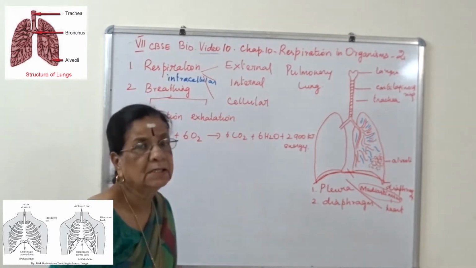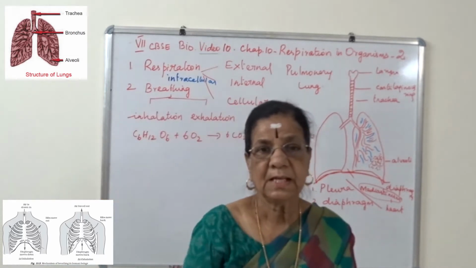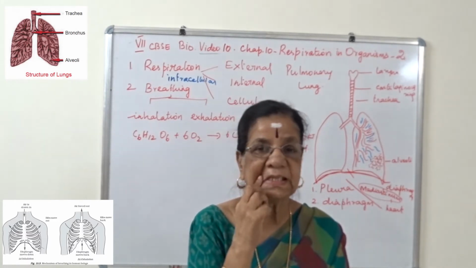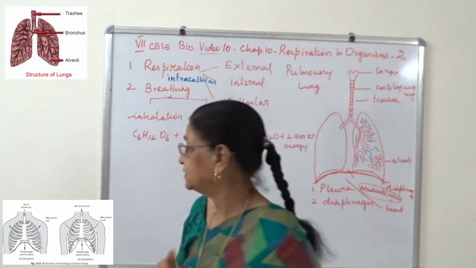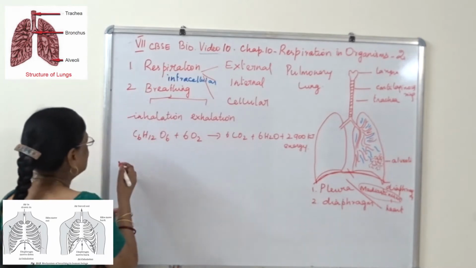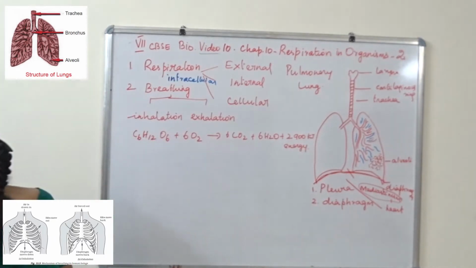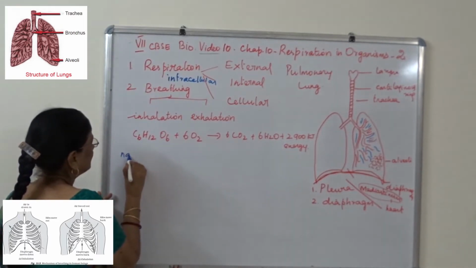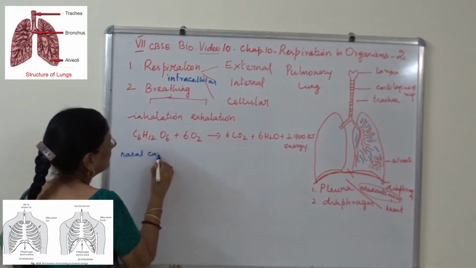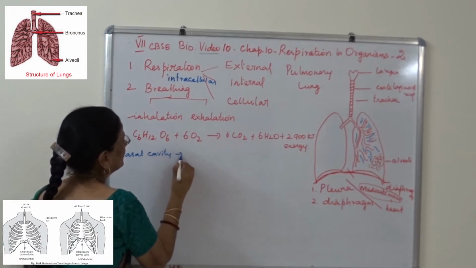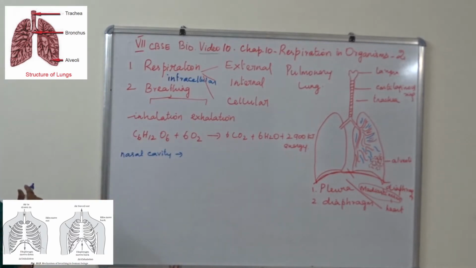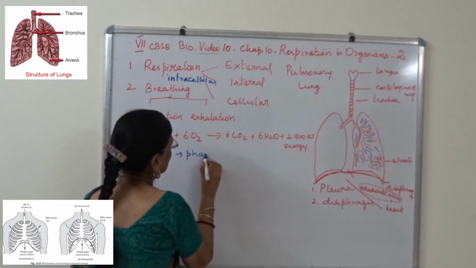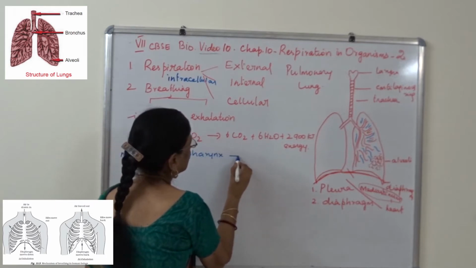Starting from the nasal cavity, we say the path of the nasal passage, otherwise called the external nostril. The path is external nostril as nasal cavity, and then it is pharynx.